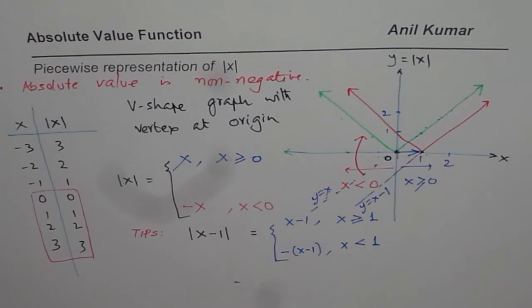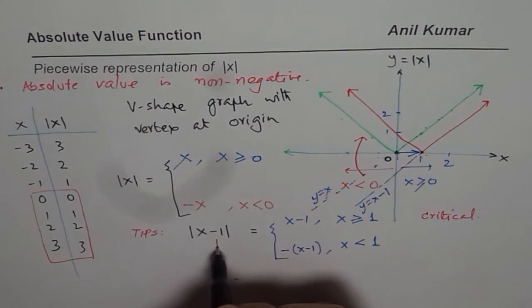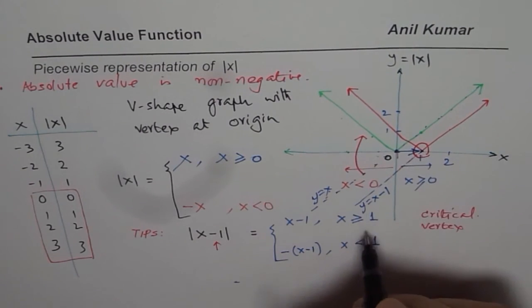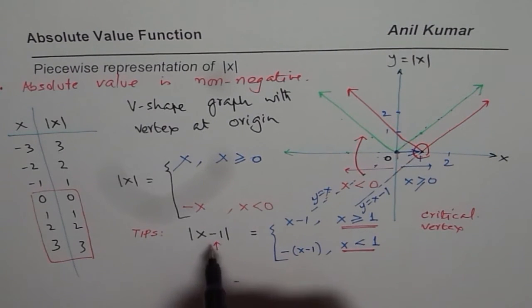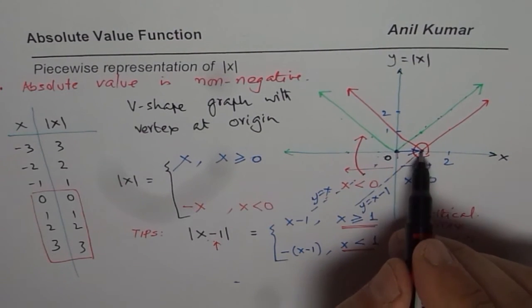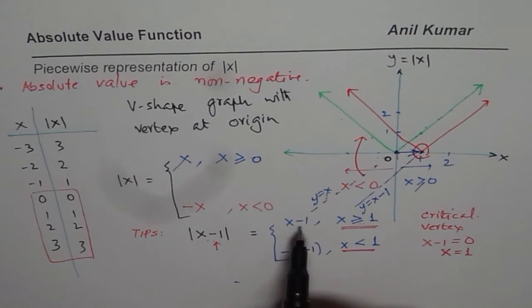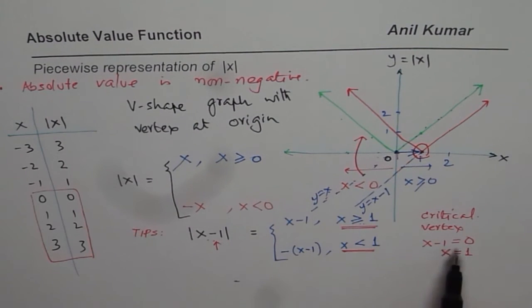Now here, the critical thing to understand is the vertex. What I'm trying to say is this point. How do you get x greater than or equal to 1 or less than 1? You get it from here. x minus 1 should be equal to 0. Do you see? There's a vertex point on the x-axis. When you solve this, you get x equals 1. So that is how we get our critical point. So when we say x is greater than or equal to 1, we are saying that x minus 1 is greater than or equal to 0, right? It's positive. That's the whole idea.